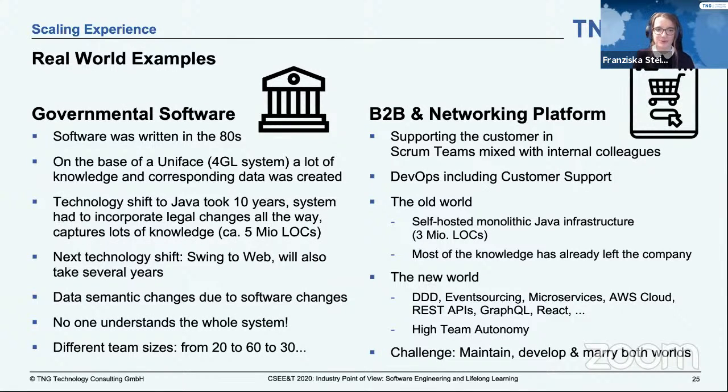And then there's the new world, which actually reads like a buzzword list of what we're doing there. So we're doing some domain-driven design, event sourcing. We have microservices, which we deploy to the AWS cloud. We work with REST APIs, and in the front end with GraphQL and React. And in addition to that, we have a very high team autonomy. So it's up to us to decide, for example, how we want to design our microservices. In my team, we prefer Kotlin over Java, so Kotlin microservices it is.